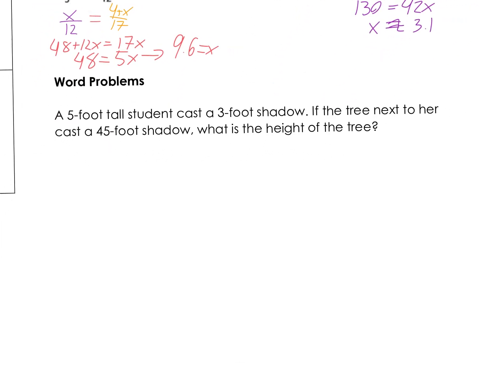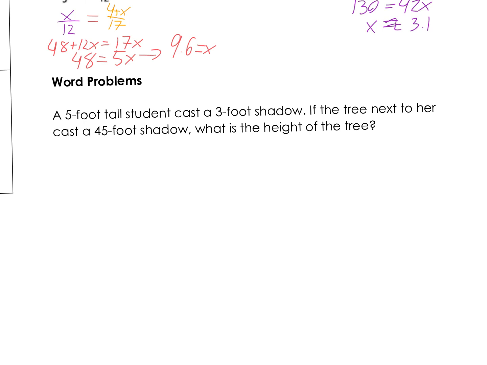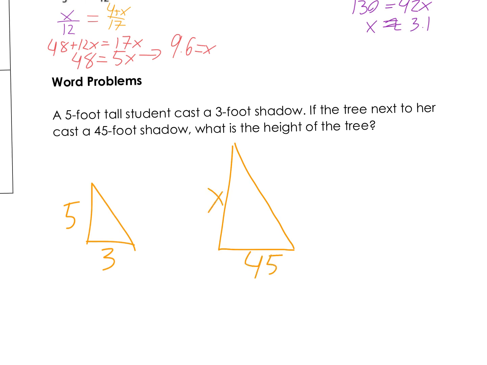Last one, word problem. A 5-foot tall student casts a 3-foot shadow. The tree next to her casts a 45-foot shadow. What is the height of the tree? So we've got ourselves a pair of similar triangles. We've got the triangle formed by the 5-foot tall student with a 3-foot shadow, and we've got the tree next to her that casts a 45-foot shadow, and we want to find x. So we're going to set up our ratio such that 5 over 3 is equal to x over 45.